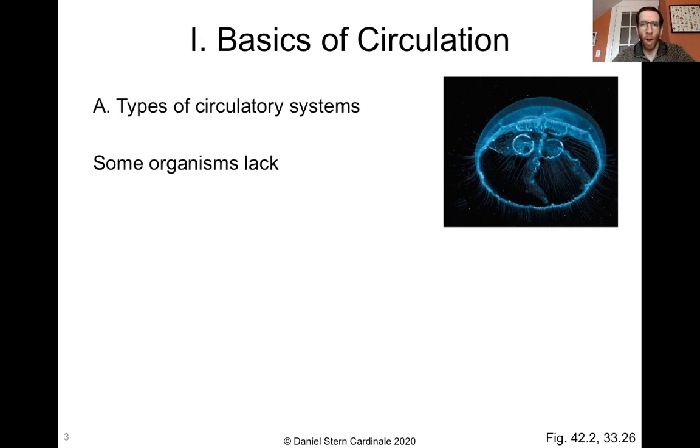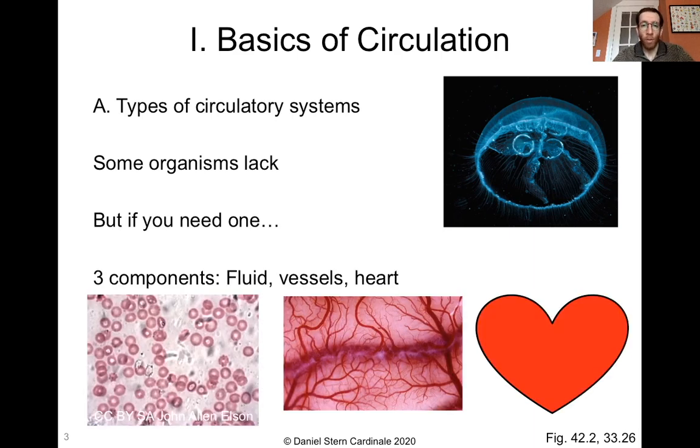All of your cells can accomplish all of the exchange they need directly, either with the digestive system or the outside environment. But if you do need a circulatory system, all circulatory systems are going to have three components. First is a fluid of some kind. So we'll look at some different types of fluid. We'll name the fluids today, and then next time, we're going to talk specifically about blood and its components. So you need a fluid.